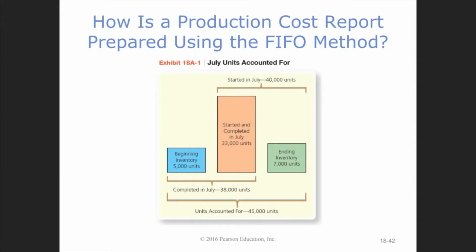Trying to get it bigger on my screen. So it says here we start with our beginning inventory of 5,000 units, and we have our started and completed in July units of 33,000, and we got our ending inventory of 7,000. So the total units accounted for are 45,000 units. That includes our beginning inventory, our started, and our ending inventory.